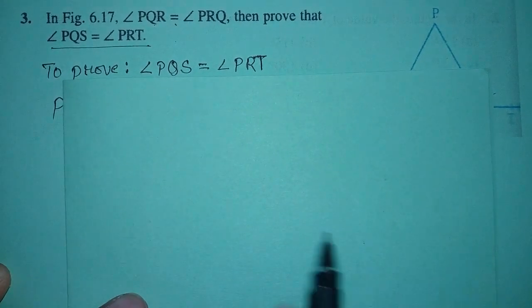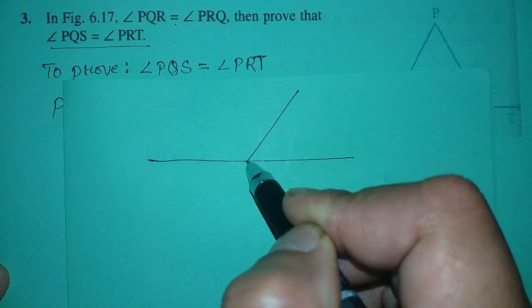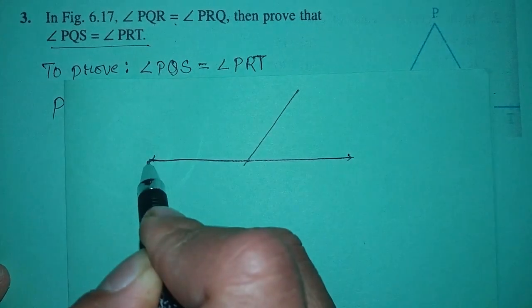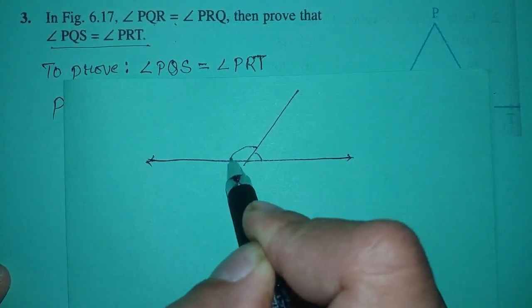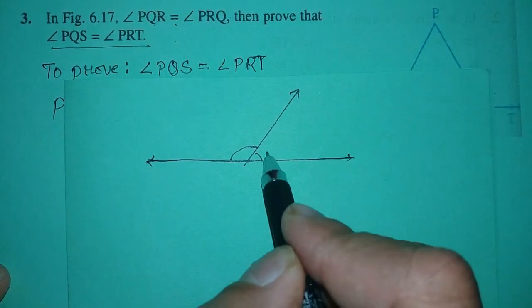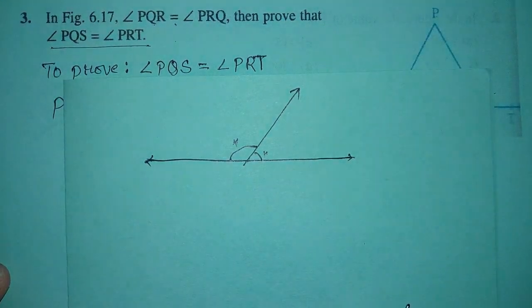Now here also we are going to use the property of linear pair. Now this is a straight line, and since this is a straight line, the sum of these two angles will be 180 degree, this one and this one. So this property is what we call linear pair.